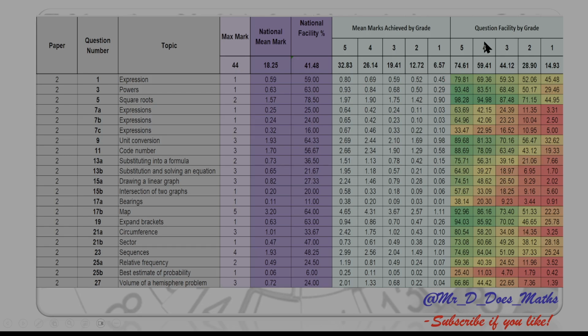What I've included on this one but didn't on the last video, because I think this is quite useful, is question facility by grade. In effect, out of all the students that sat this paper who got a grade 5, this is the average percentage for each of the questions. That shows you that on this paper, question 25B was the least well done at grade 5.